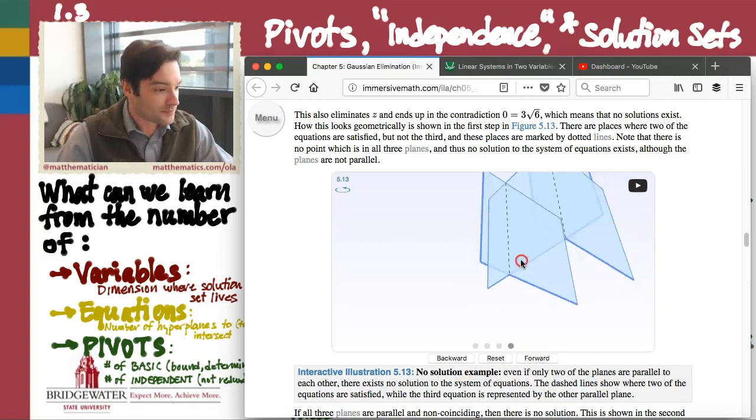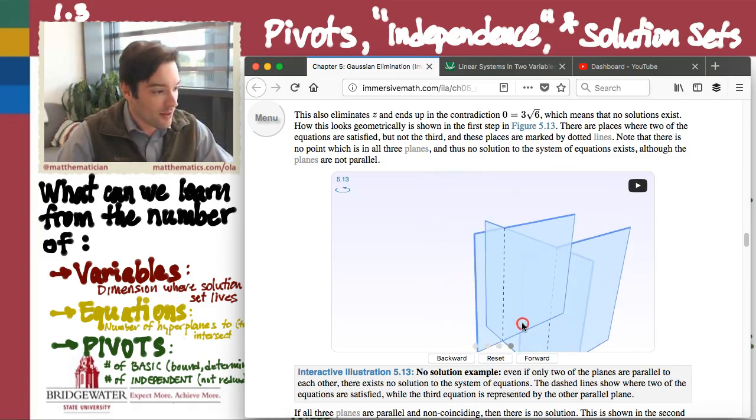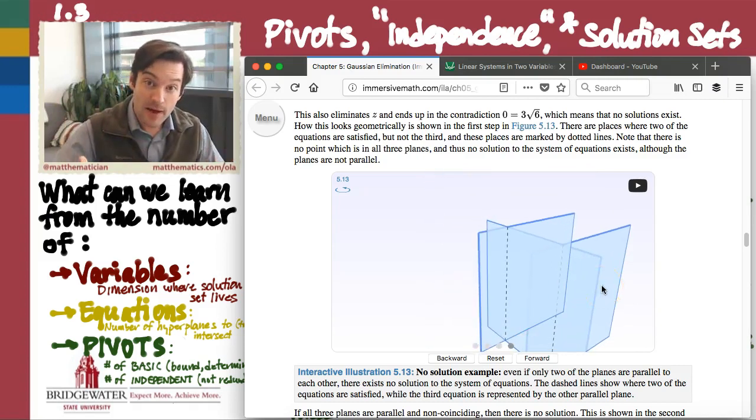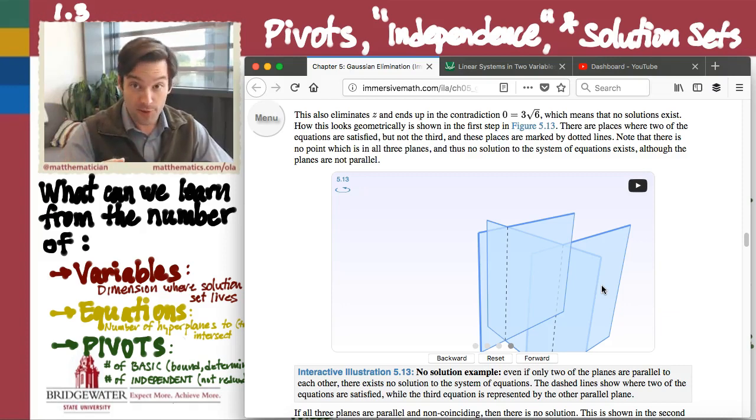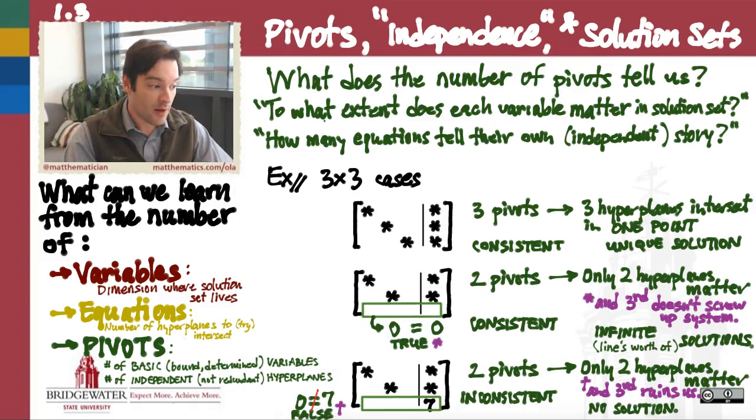So the point is that, at least in 3 dimensions, there's a variety of different ways for a system to look inconsistent. But they're all going to rely upon one or more of the three equations being redundant with the others, right? One or more of them telling a story that's not independent, not telling its own unique story to help us determine the solution set. And so these no solution cases are only possible when I have fewer than a full complement of pivots in my system, right? I have a missing pivot in those examples, at least one missing pivot.